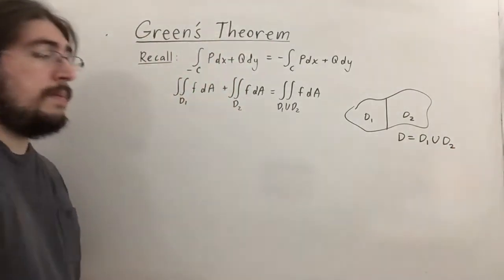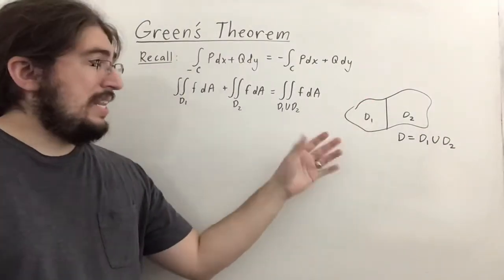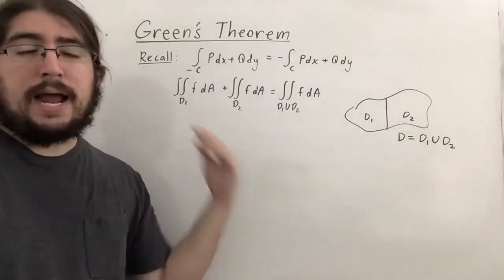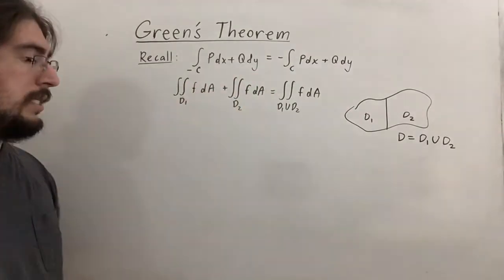So to take the double integral over D, you can actually take the double integral over D1 and then take the double integral over D2 and add those two. So that's what this bottom thing we're recalling says.